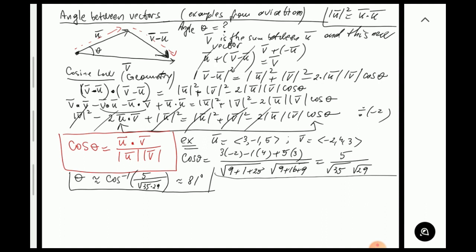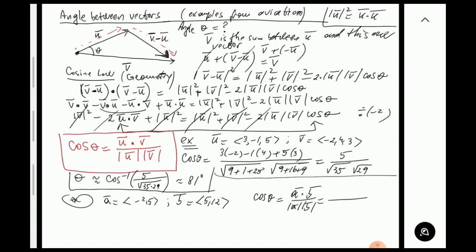Remember, the same mechanics works for planar vectors. So let's say, as another example, you have a vector A bar, which is minus 3 and 5, and B bar, which is 5 and 12. The cosine of the angle between them, you should do it on your own ahead of me. Stop the video and do it on your own and then check with me later.